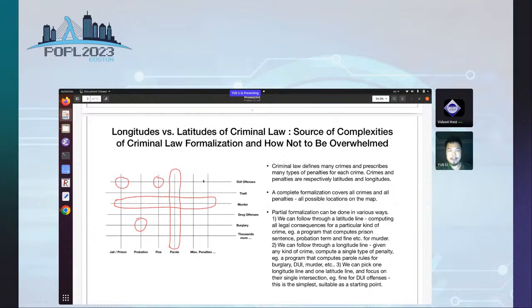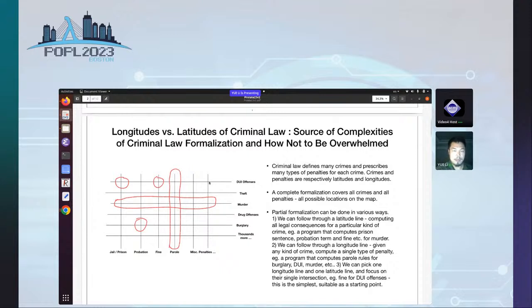For example, we can select a particular kind of crime, let's say murder, and we compute all possible legal consequences of murder. For example, the probation, fine, and prison terms. Alternatively, we can also follow a vertical line. For example, we can focus on parole, so that the program, given any kind of crime, can compute the parole rule related to this crime. I tried these two approaches, but they are not suitable as a starting point for formalizing the criminal law because they are still too complicated.